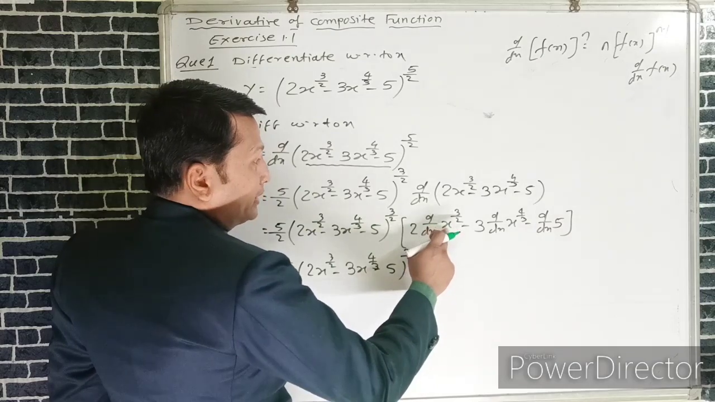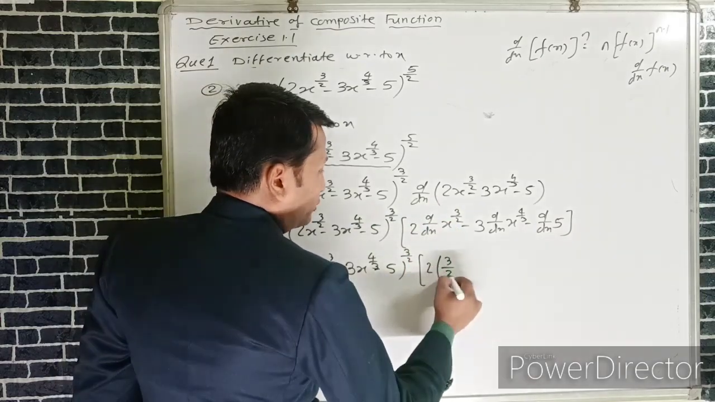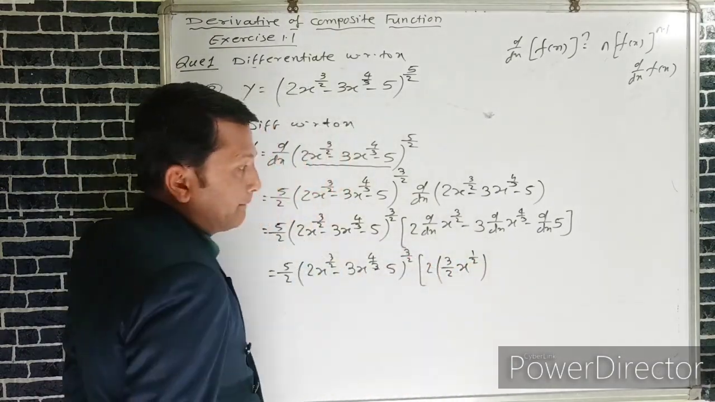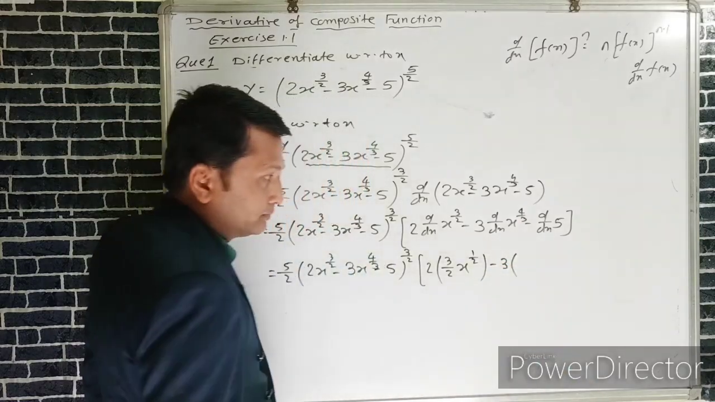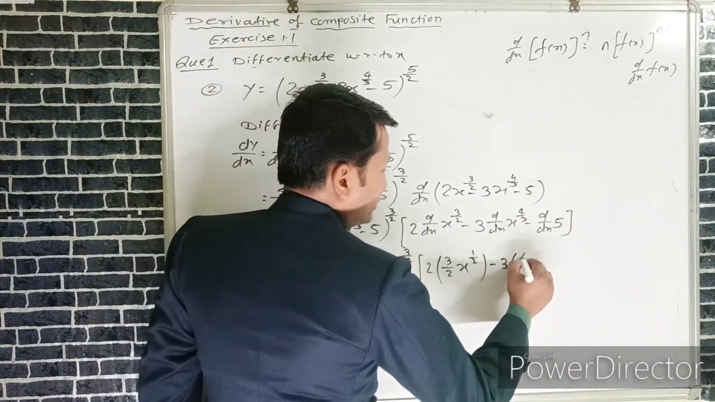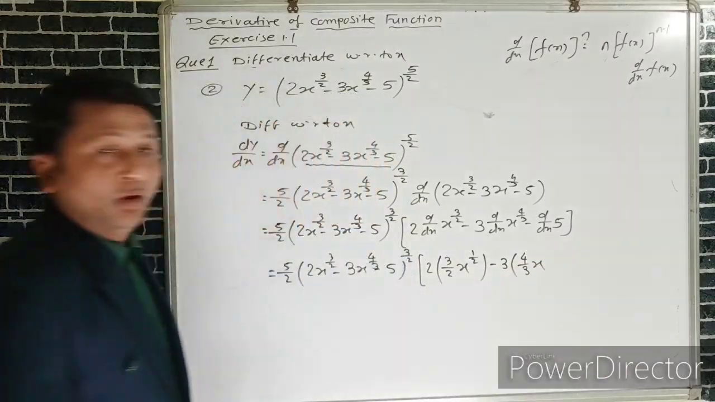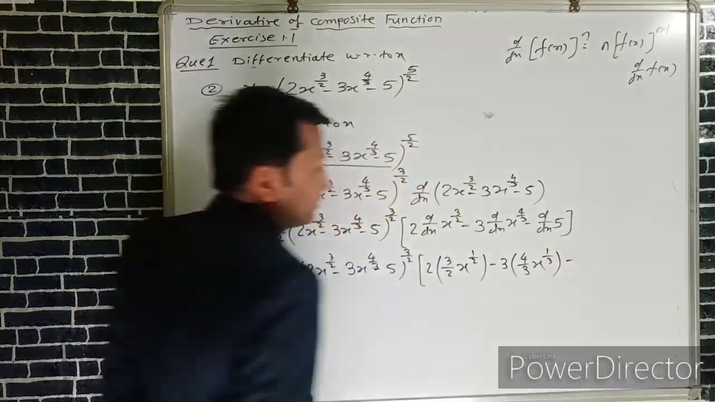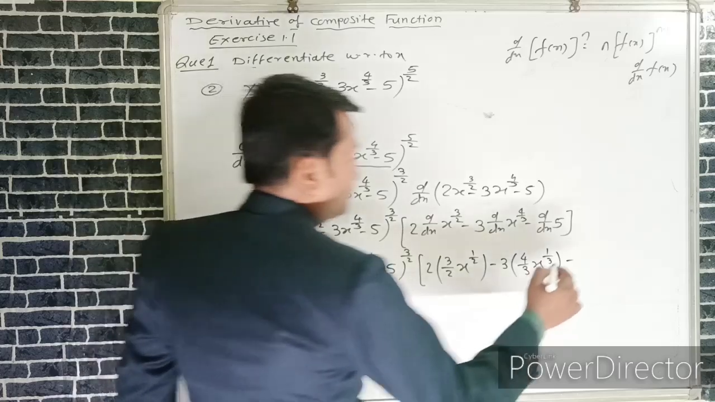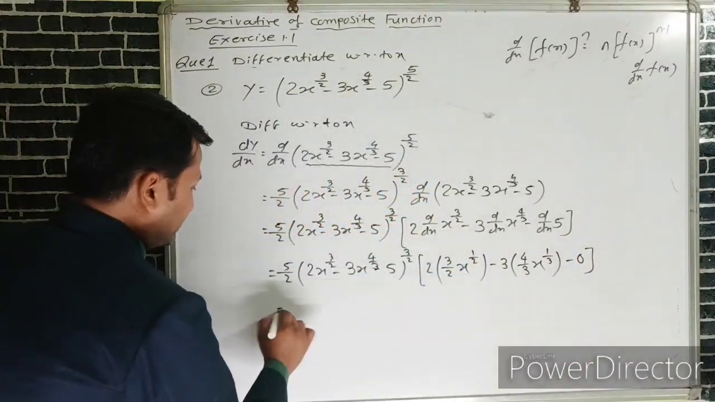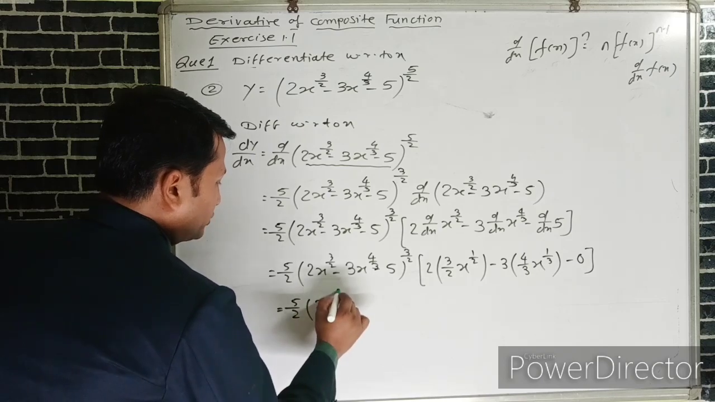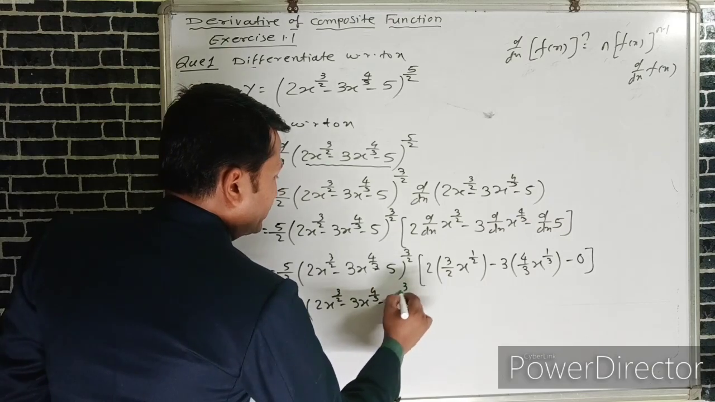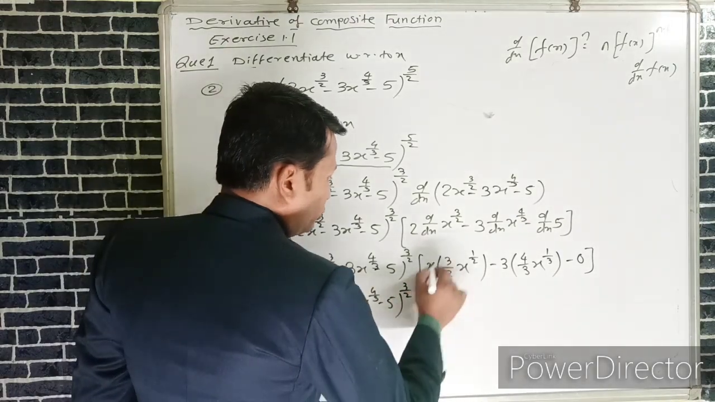The derivative of x raised to the power 3 by 2 is 3 by 2 into x raised to the power 3 by 2 minus 1, which is 1 by 2. Minus 3 is a constant. The derivative of x raised to the power 4 by 3 is 4 by 3 into x raised to the power 4 by 3 minus 1, which is 1 by 3. Minus 5 is again a constant and the derivative of a constant is 0. Now we can write 5 by 2 into 2x raised to the power 3 by 2 minus 3x raised to the power 4 by 3 minus 5, whole raised to the power 3 by 2. Here 2 cancels.